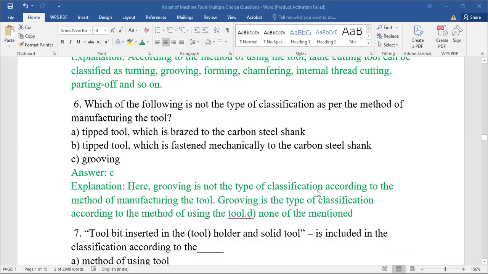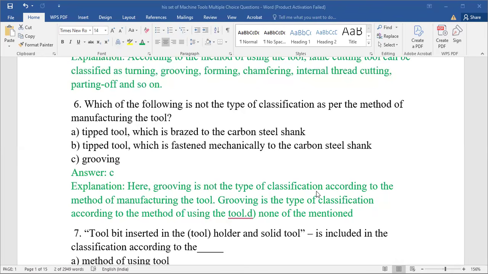Next, sixth one. Which of the following is not the type of classification as per the method of manufacturing the tool? See, the sixth one, tip tool which is brazed to the carbon steel shank, tip tool which is fastened mechanically to the carbon steel shank, grooving. Grooving is the answer. Grooving is not the type of classification according to the method of manufacturing the tool.